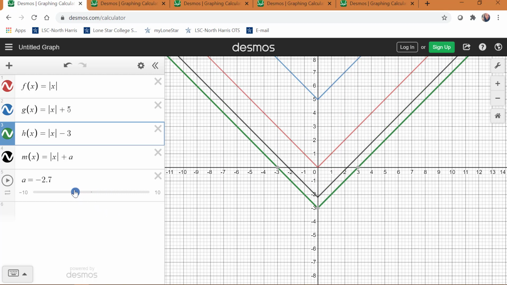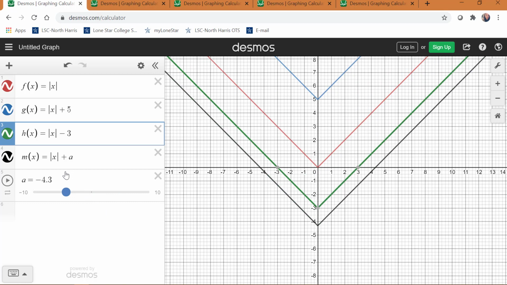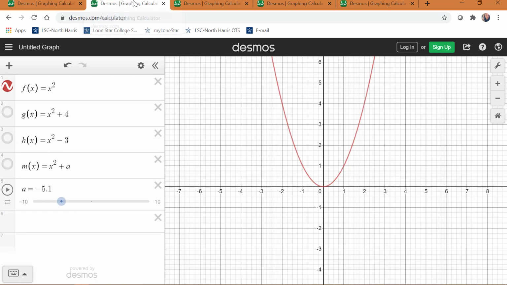Okay, so the shape itself, you'll see here, does not change. It's just moving up or moving down according to the number that's being added or subtracted on the outside of that primary function. So this happens not just for absolute value, but it happens for all of our basic shapes.